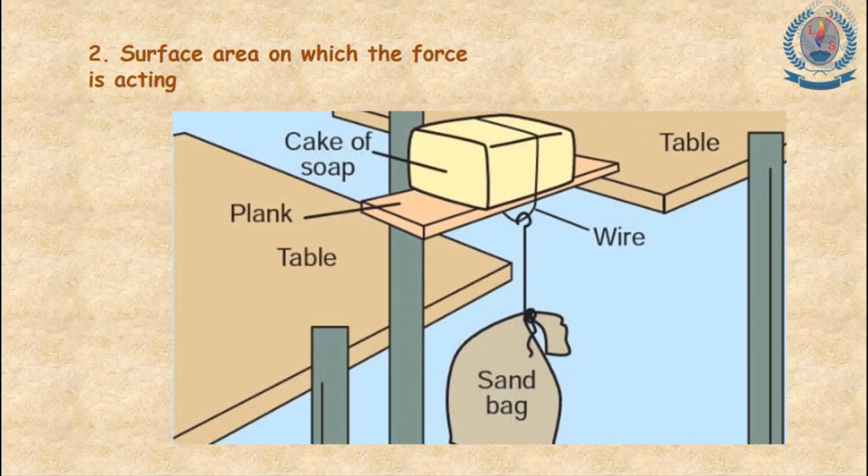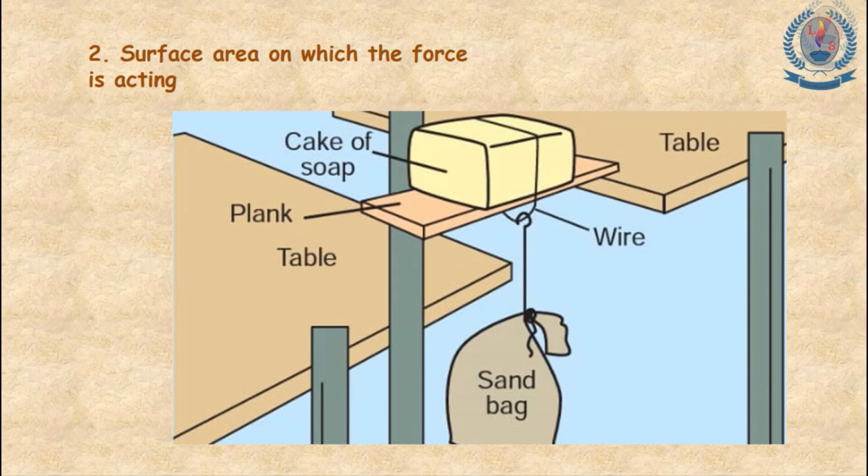Okay, now we are going to test the second factor on the pressure, that is surface area. For this experiment also you need a cake of soap, a piece of thin wire with a diameter of 0.2 millimeter, a piece of thick wire with a diameter of 1.5 millimeter, a sandbag of the weight of 20 Newton, a piece of plank which is similar in breadth to the cake of soap. So here, as the first step, you need to place the piece of plank between 2 tabletops and keep the cake of soap on the plank as shown in figure.